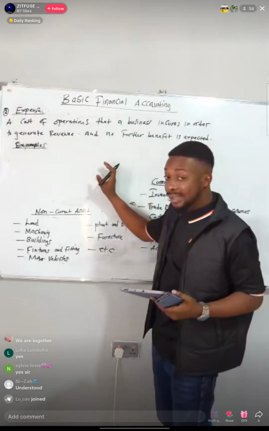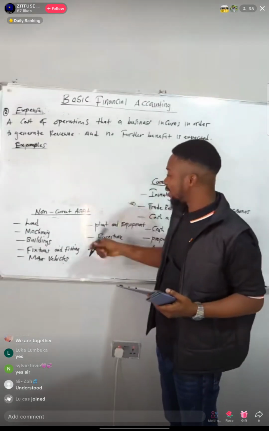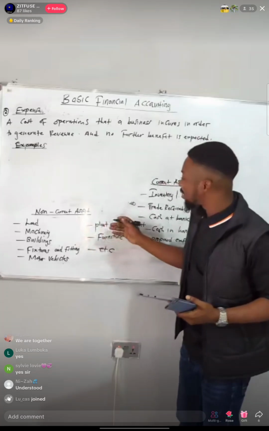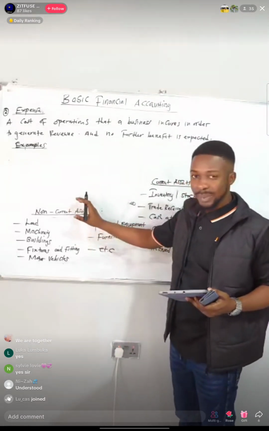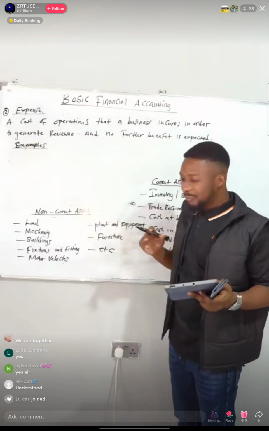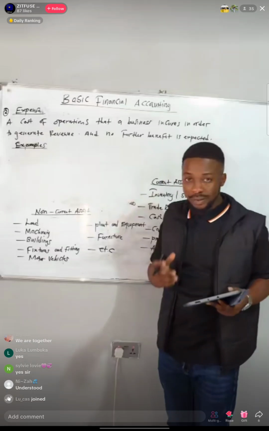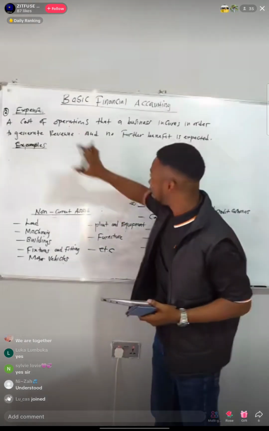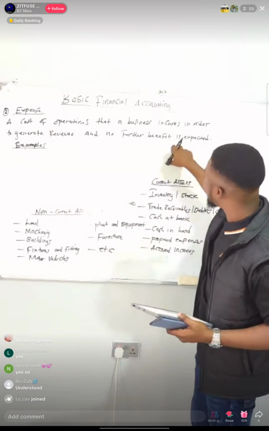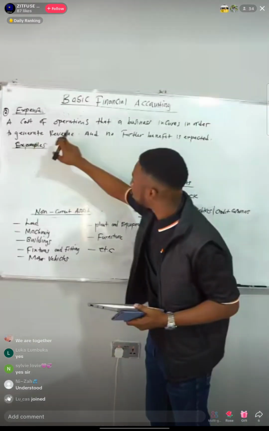And that is also how you can distinguish between an expense and an asset. For an asset, we're saying it is a resource owned and controlled by the business as a result of past events from which future economic benefit is expected to be derived. But from an expense, no further benefit is expected. You just use it in order to generate revenue.